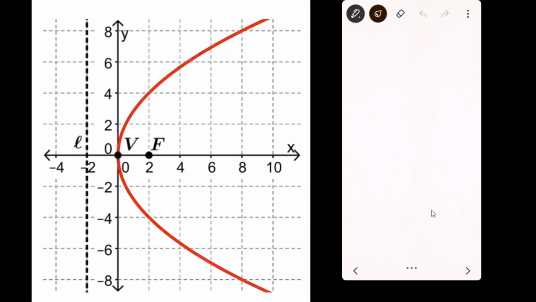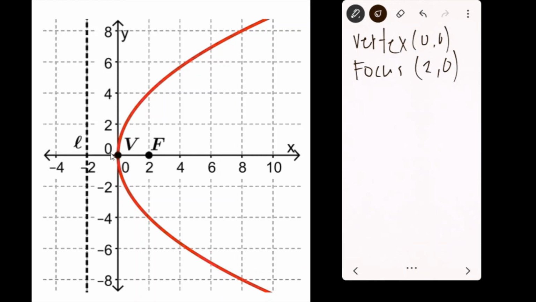So, another example. It's a parabola that goes to the right. Ganun din yung gagawin natin. So, palit natin yung vertex. Vertex will be 0, 0 at the origin. And then the focus natin will be 2, 0. Okay, so that's our focus.